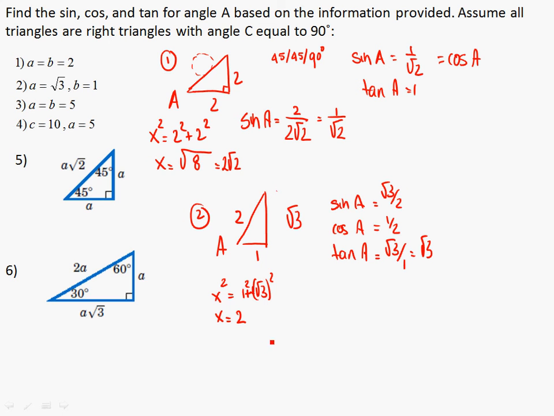How about number 3? If A equals B equals 5, what do you have? It's a 45, 45, 90. So without drawing the triangle, I can tell you that the sine is the same thing as the cosine, which is the same thing as we did in number 1. And the tangent here is going to be 1.